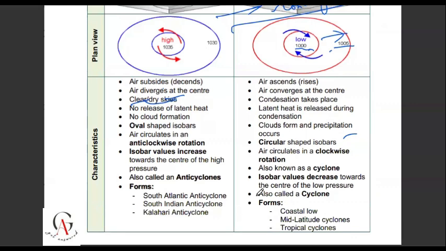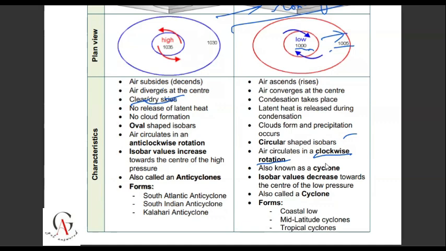We talked about that. Then circular shaped isobars. Yes, they are circular shaped. You can see in this instance the isobars are circular shaped. And we also have the air circulating in a clockwise rotation. Take note of this. It's clockwise when you are having a low pressure cell.